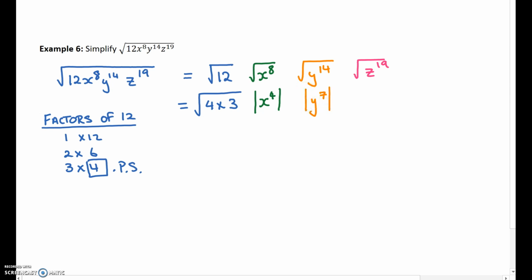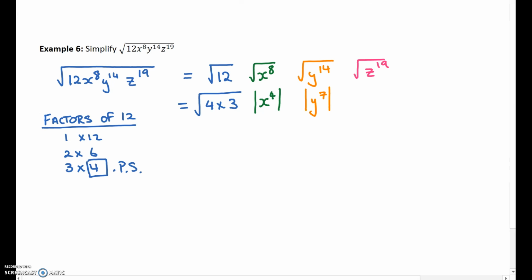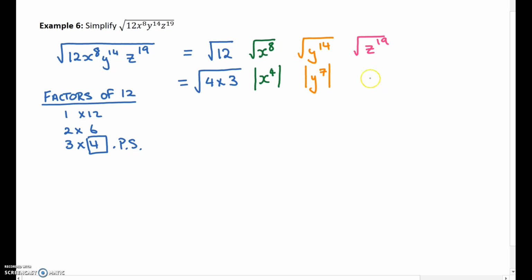Then z to the power of 19 is a little bit trickier, because it's an odd-numbered power at the moment. When you get an odd-numbered power, you have to do a little bit more work. So the z's are going to cause us a little bit more trouble. What we're going to do is separate out one power of z. Instead of z to the 19, it's going to be z to the 18 times z.